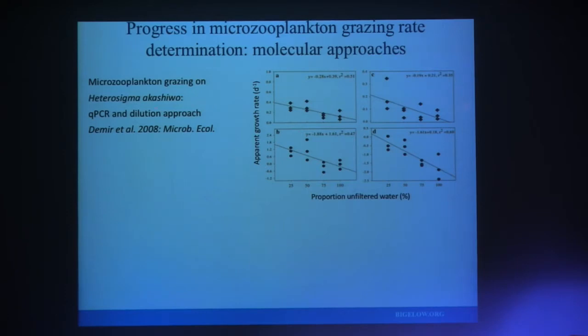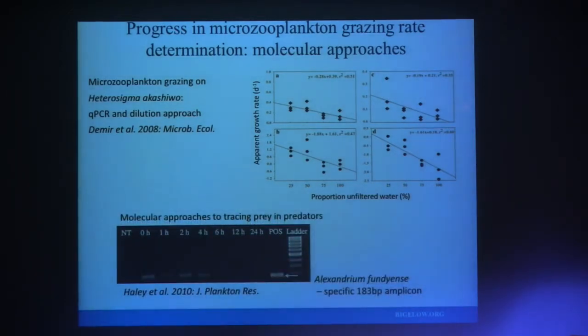And what these folk have done is to use qPCR to quantify the apparent growth of Heterosigma, a toxic alga. They've shown this chlorophyll analysis at the top here in two different stations, and then here's the Heterosigma qPCR analysis. And you see that there's much higher growth and much higher grazing rates on that particular component of the phytoplankton. So it's quite a neat development of the method.